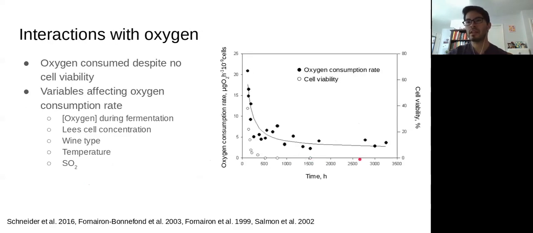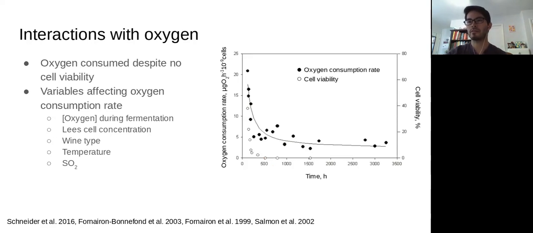Right, so now I'll transition to talking about interactions with oxygen. This graph shows oxygen consumption rate and cell viability with time. One of the most important things that we see is that oxygen consumption continues even at 0 cell viability. So sometime right around 500 hours here. And there are many variables that contribute to this rate.